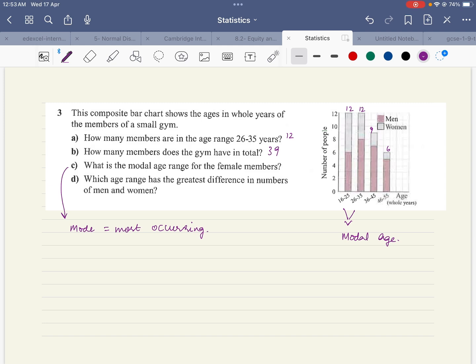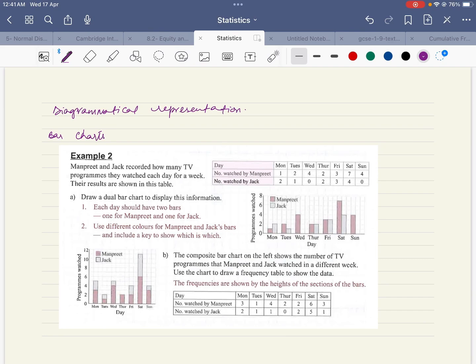What is the modal range? Modal range means most occurring or the class with the highest frequency. So there are two classes with the highest frequency, which is 12. So these two are the modal classes. What is the modal age range? Obviously these two are the modal classes, so these are the age ranges. Which age range has the greatest difference in number of men and women? This one. Only one woman and 5 men.